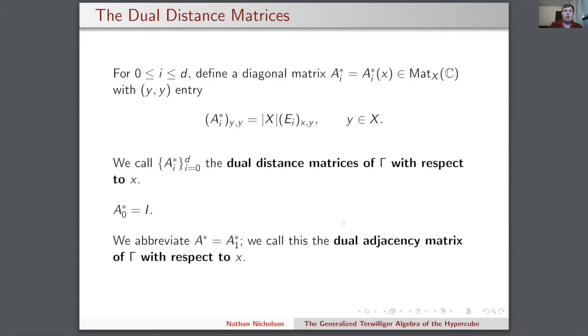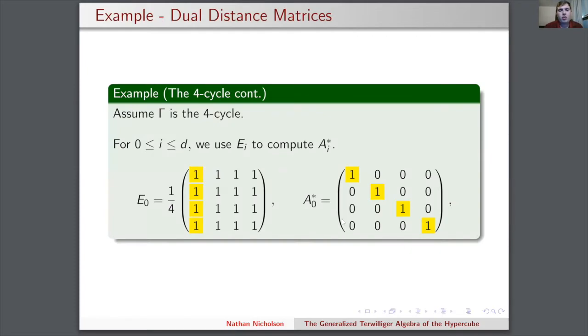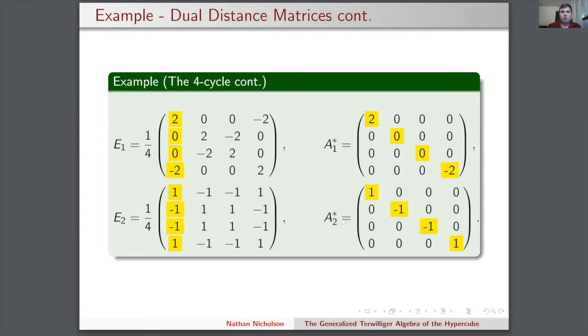Just how A0 was equal to the identity, A0 star is also equal to the identity. And we abbreviate A star to mean A1 star. Just how A1 had properties that we wanted to pay attention to, so does A1 star. We call this the dual adjacency matrix of gamma with respect to x. So in our example, you can see how we compute A_i star for i from 0 to D. We're just taking the xy column of E_i and essentially diagonalizing that column. So you can see E1 and E2 versus A1 star and A2 star.